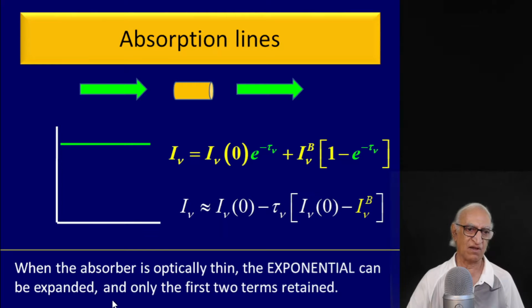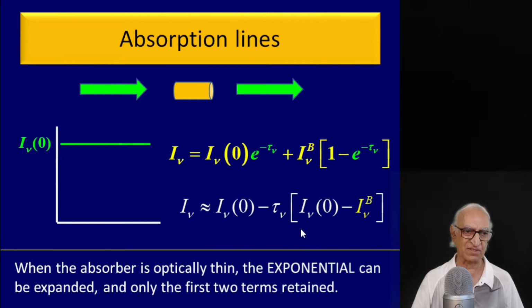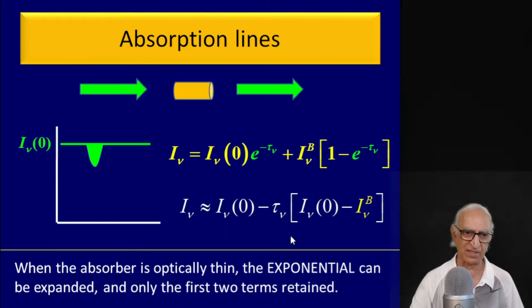Now, let us say we are at some frequency. At that frequency, the radiation coming from the interior of the sun has a value I nu 0. That is the first term in these equations. Now what we are interested in is the right hand side, which is the sum of the first term and the second term. And there is a minus sign. Therefore, there will be a tau nu into I nu 0 minus I nu b.